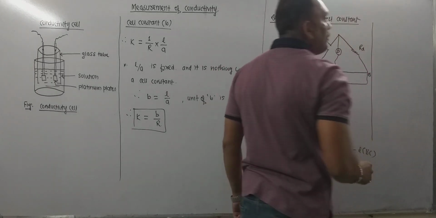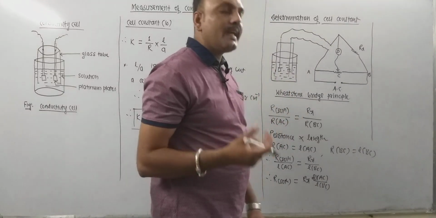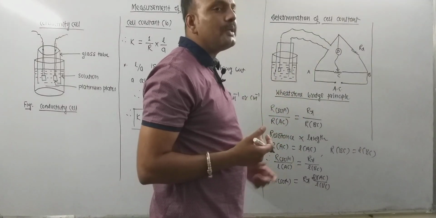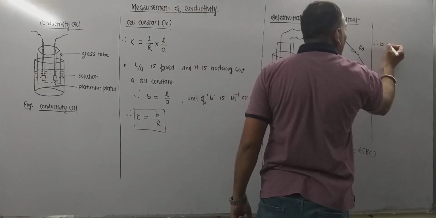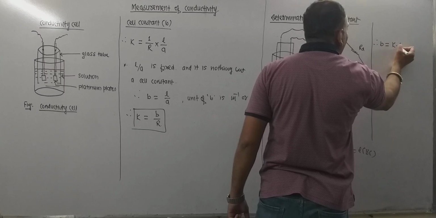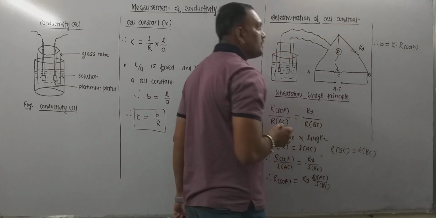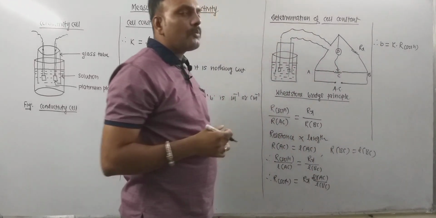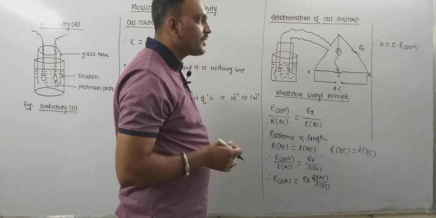Now by knowing resistance we may calculate the cell constant, as the conductivity of the KCl solution used is already known. So we know very well that B is equal to K into R, and for this experiment R is the resistance of solution. So knowing conductivity and resistance of solution, one can calculate the cell constant of this cell.